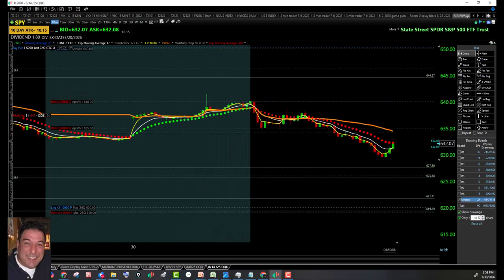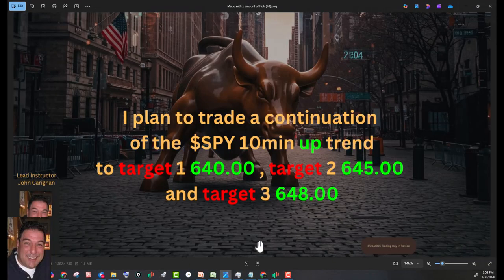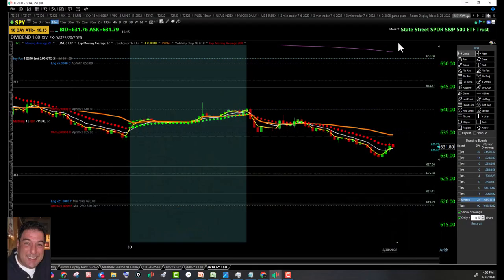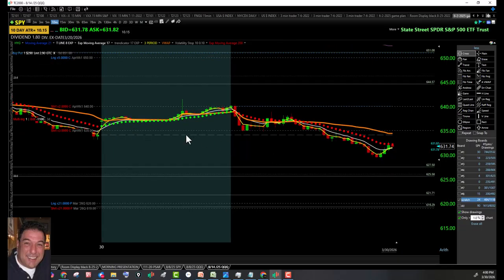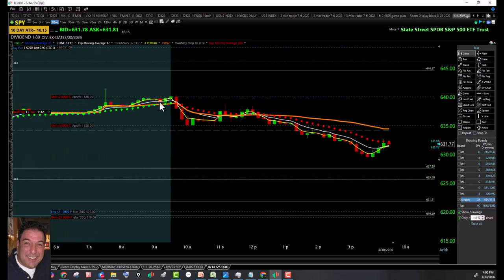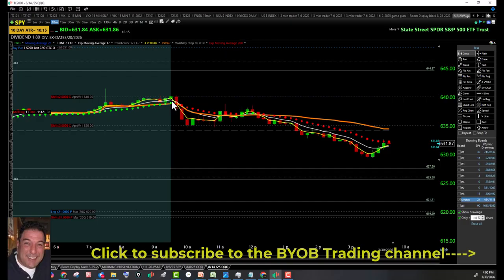All right, so my instructions this morning, wow, they were way off base. I planned to trade a 10-minute uptrend to 640, 645, 648 based on the GEX, but of course I didn't have the complete data. Anyways, we had a 10-minute uptrend coming into the open. I wanted to trade that. You can see it fell apart right there, so I never took it. I took like 1, 2, maybe 3 calls, and that's it. I waited for the uptrend to resume, and it never resumed.